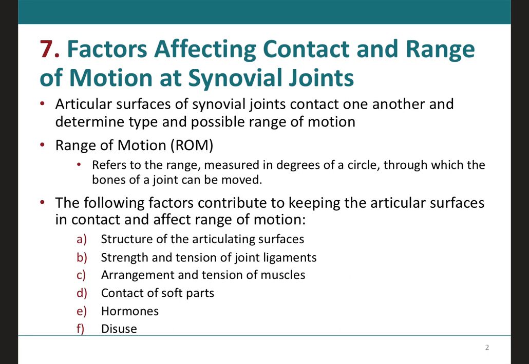Now, the range of motion refers to the range, measured in degrees of a circle, through which the bones of a joint can be moved. The following factors are going to contribute to keeping the articular surfaces in contact and also affect the range of motion. These are the structure of the articulating surfaces, the strength and the tension of the joint ligaments, the arrangement and the tension of the muscles, the contact of the soft parts, hormones, and also disuse. Let's talk about each of these in the next following slides.